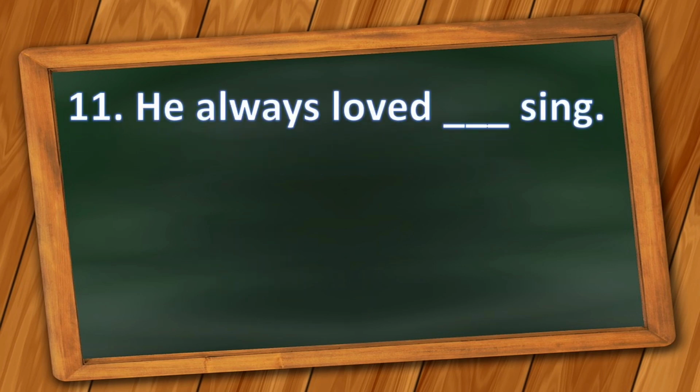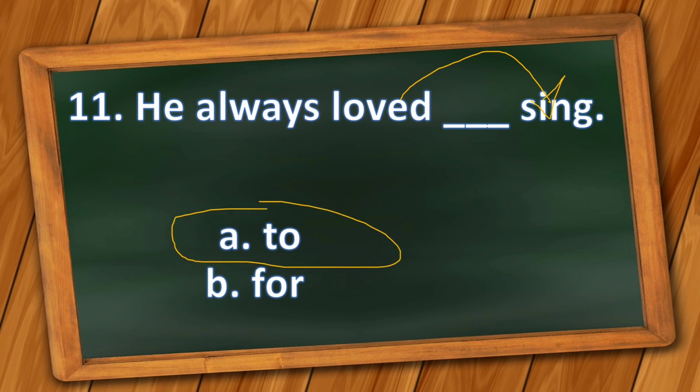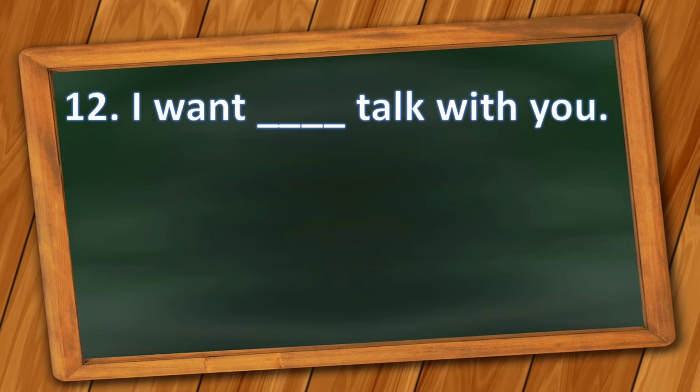Number 11. He always loved blank sing. To sing or for sing. Gusto niya yung pag-awit. Tama. To. Dahil di ba ang ginagamit natin para sa infinitive form, yan. To plus base form of the verb, yung sing. To sing, hindi for sing. Okay?